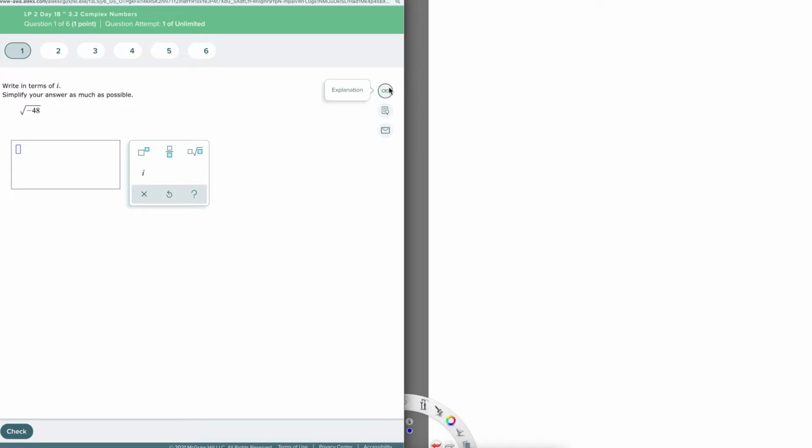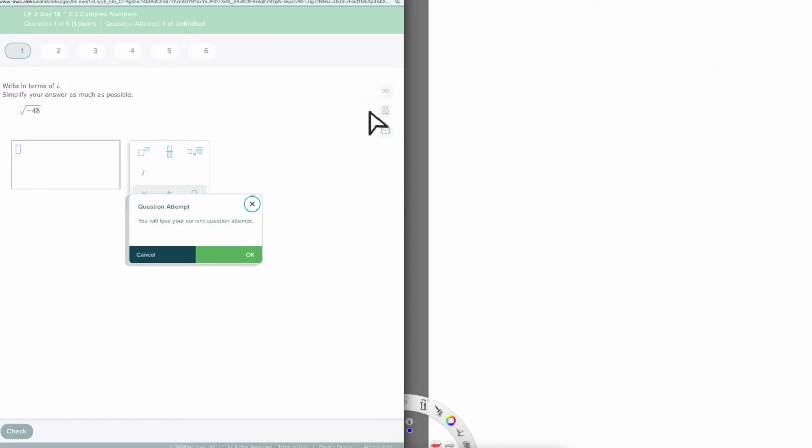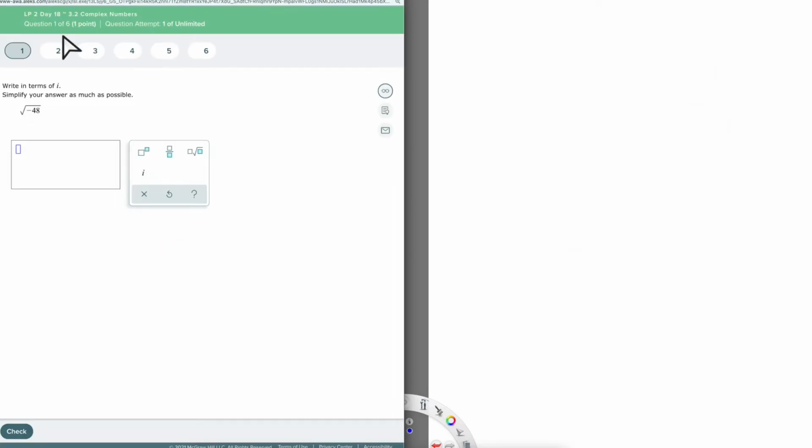There's explanation, example, and message center on the side here. So explanation literally explains this problem to you. It's going to give you the answer. So it's not going to give you the answer and let you type it in. You lose your question attempt. You'll have to come in on another attempt to try it.